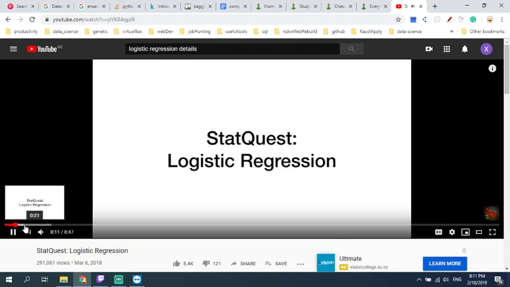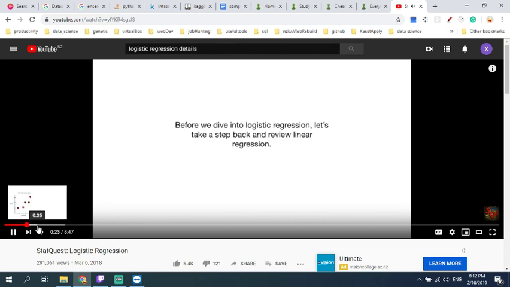Hello, I'm Josh Starmer and welcome to StatQuest. Today we're going to talk about logistic regression. This is a technique that can be used for traditional statistics as well as machine learning. So let's get right to it.